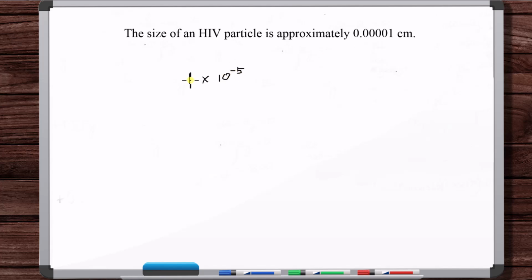Because our actual number is smaller than 1. So we're going to be multiplying it by 10 to the minus 5, or in effect dividing by 10 to the 5th. All right, centimeters.